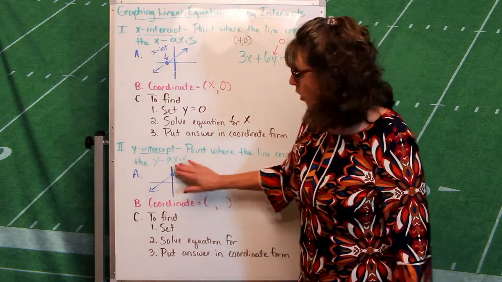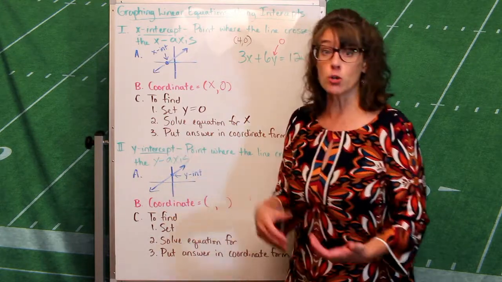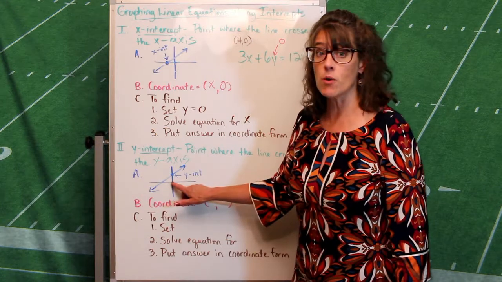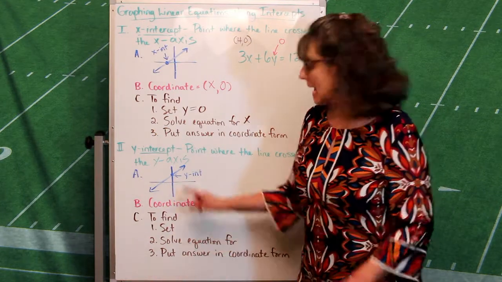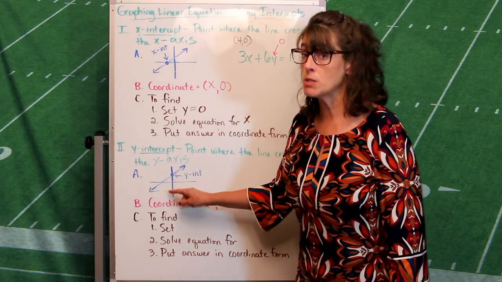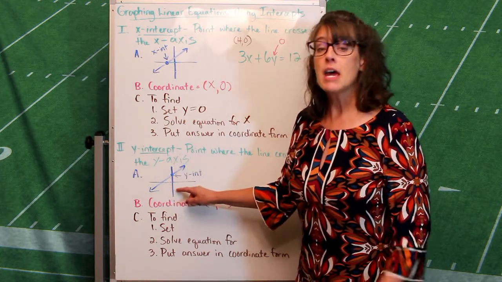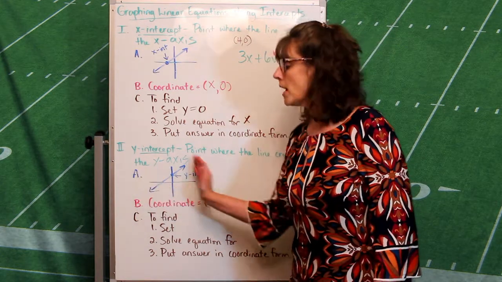Now, it could cross up here. It could cross down here. It could be a fraction. It could be a decimal. It could cross right here at 0. The bottom line is this. Any of these points on this y-axis, I know something very special about every single one of them. What's special? None of them have a left or right movement.